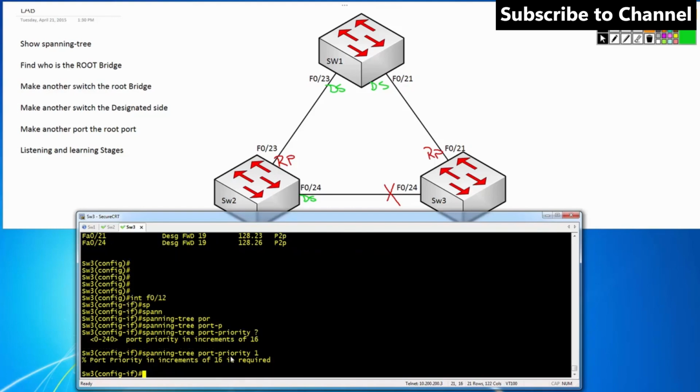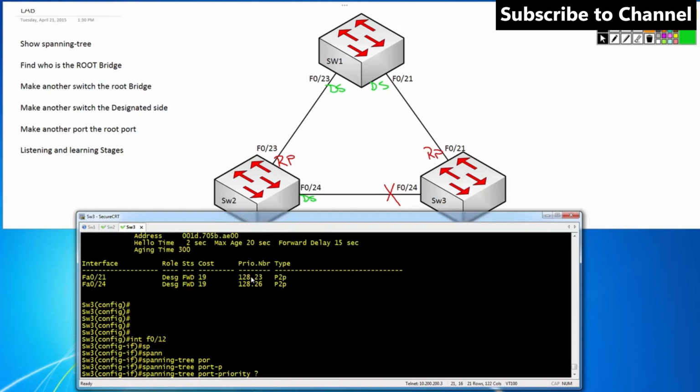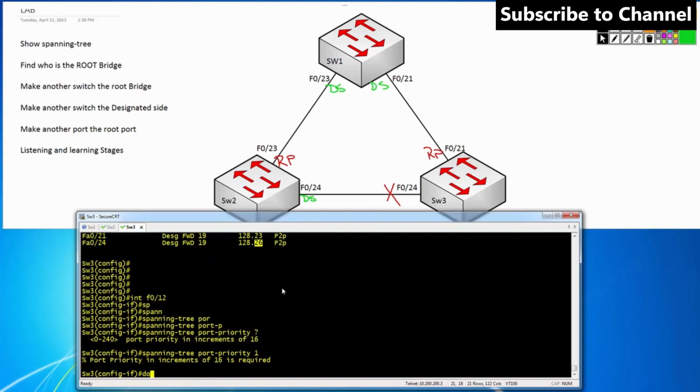If I just type in 1, it's going to say, sorry, increments of 16, but it's not going to give you the output as it would with the root bridge. So, unfortunately, you have to do the math. Everyone has a default of 128, and this is the port number that resides on the switch. Fa0/21 is port number 23. Fa0/24 is port number 26 because of the gigabit interfaces that we have.